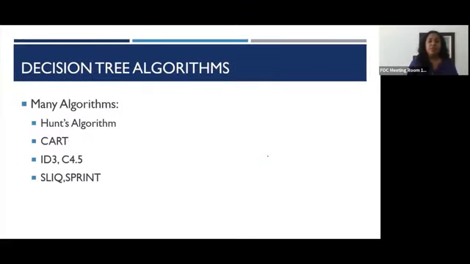Okay. So when you are implementing a decision tree, students, how do you implement the tree? There are so many algorithms. One is Hunt's, CART is there, ID3 is there, C4.5 is there. These are also there. So we are actually looking at CART. And these are algorithms you can use to implement the decision tree, right?